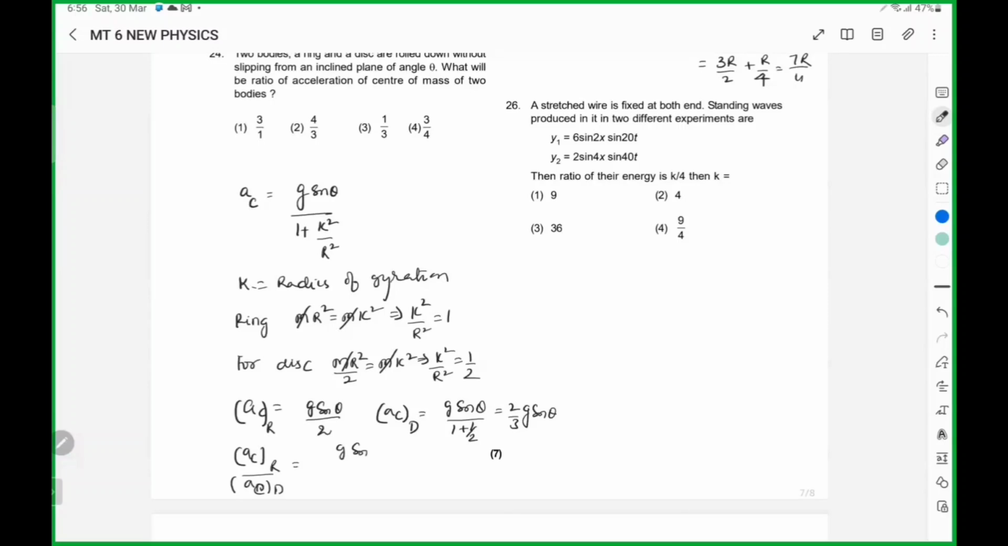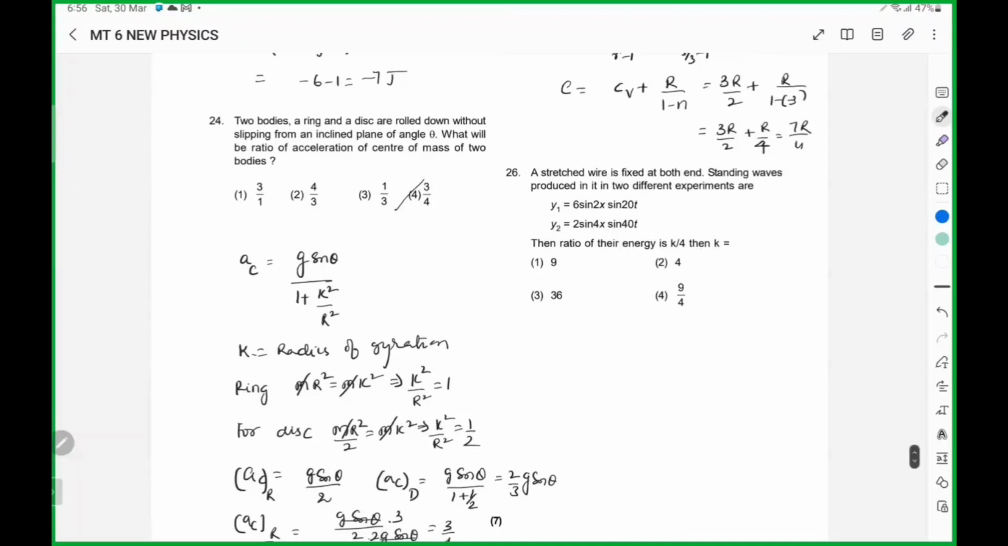That is g sine theta by 2, 2g sine theta by 3, which is 3 by 4. Here it is.